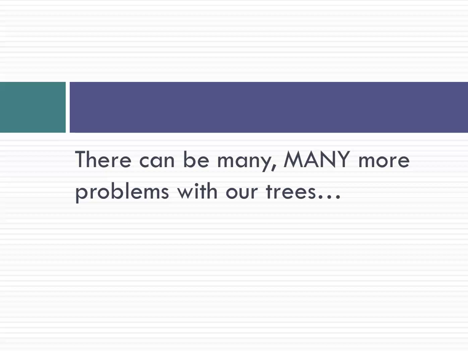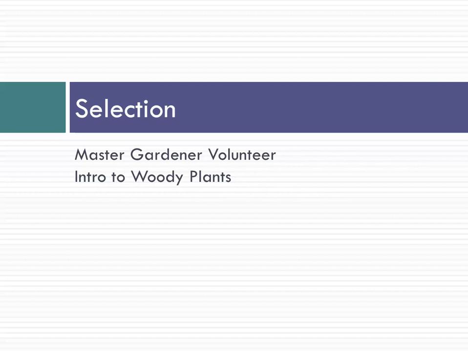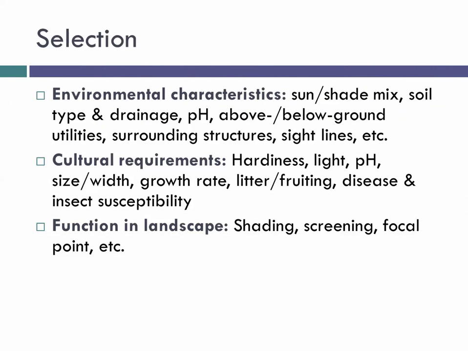So there can also be many more problems with our trees. I'm not even going to talk about insects or disease today. I'm going to talk about the things that we do wrong to our trees. So first of all, let's start off by picking the right plant. The cheapest thing at the garden center is not necessarily the right thing. There's three things you need to consider when selecting. You need to consider your environment, the cultural requirements of the plant you want, and then finally the function in the landscape that this plant is to serve.